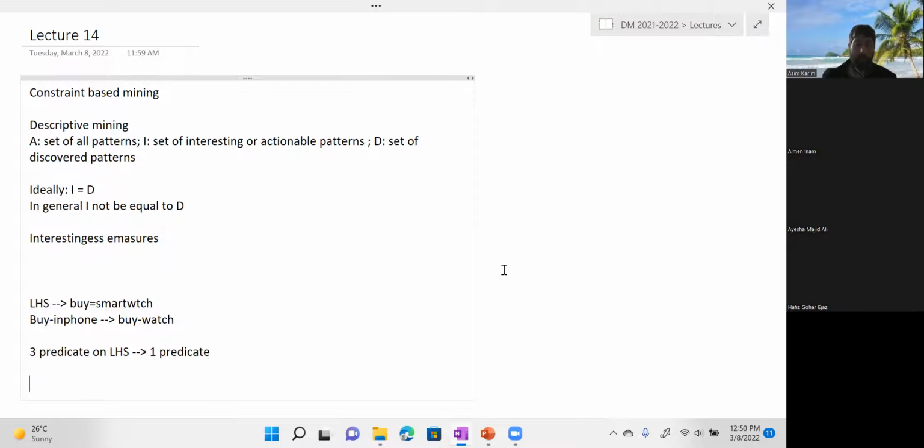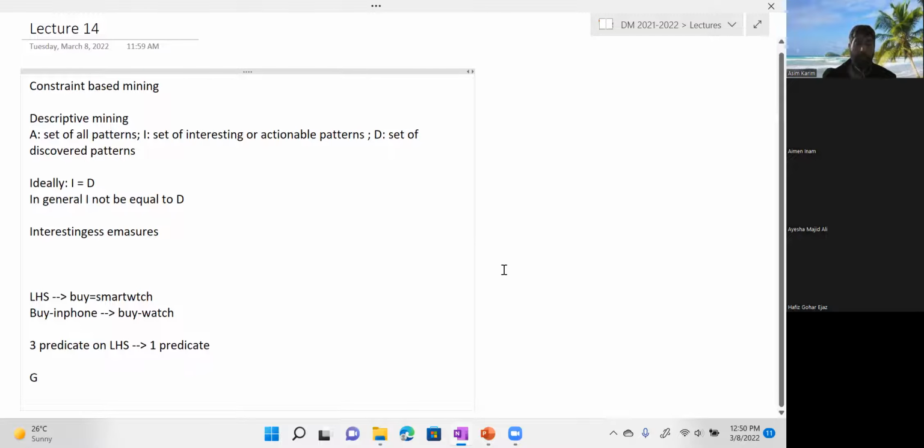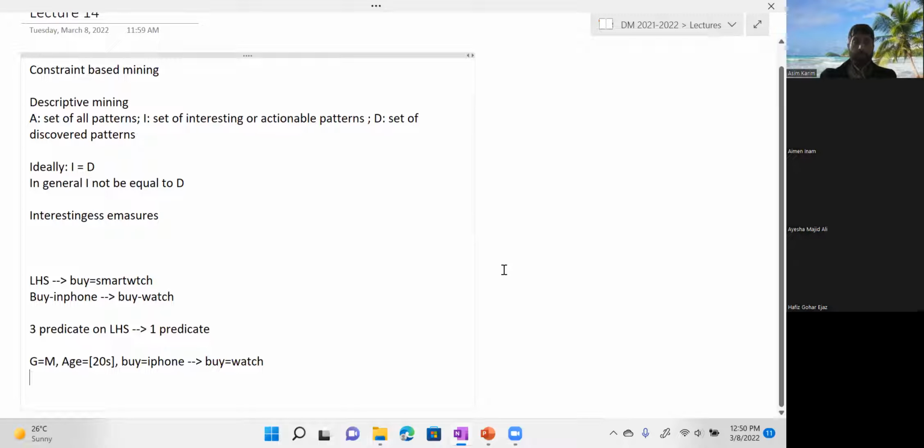Of course, since we are talking about predicates, you will probably find rules that have other attribute values as well. So gender is equal to male, for example, and age is equal to, let's say, young adult, in the 20s, and buy is equal to iPhone, and then the right-hand side would be, let's say, buy is equal to watch. So this would be an example of a rule that is satisfying this template. Okay.